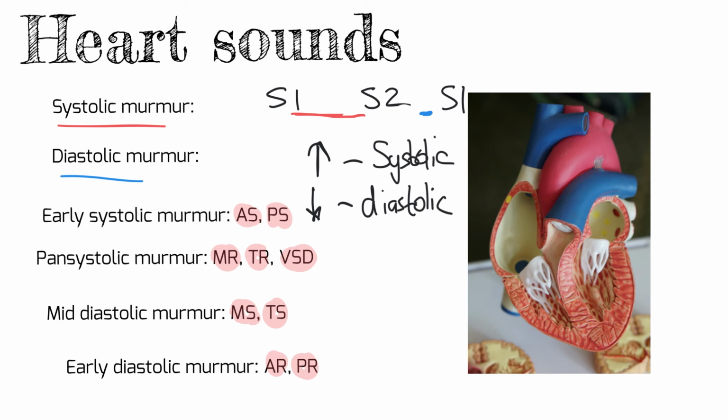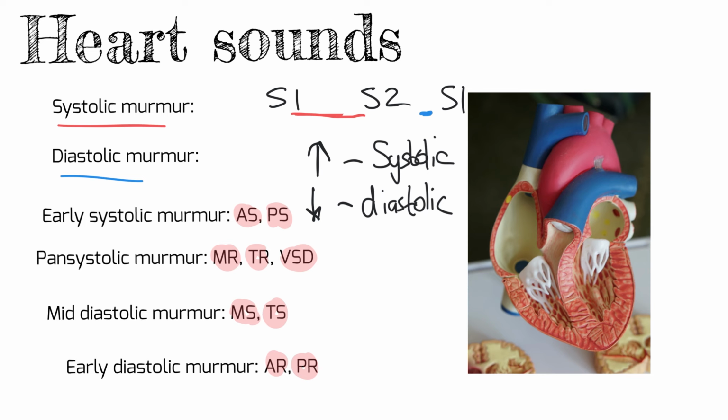Mitral regurg, tricuspid regurg. Mitral regurg, what's happening? Remember, the blood usually goes from the left atrium to the left ventricle, and then from the left ventricle to the aorta. But if the mitral valve is incompetent, blood is going to go back up from the left ventricle to the left atrium. So blood is going up, so it's a systolic murmur. Mitral regurg is systolic. What about tricuspid regurg? The same thing. Blood usually goes from the right ventricle to the pulmonary artery, but if the tricuspid valve is incompetent, the blood will go back into the right atrium. Blood is going up, and if the blood is going up, it's a systolic murmur.